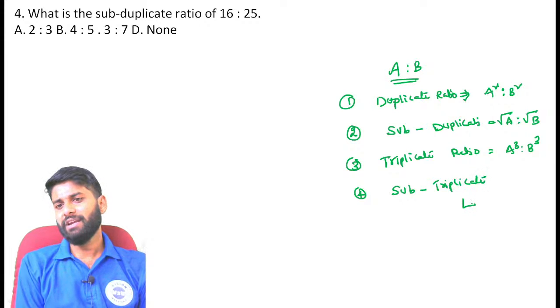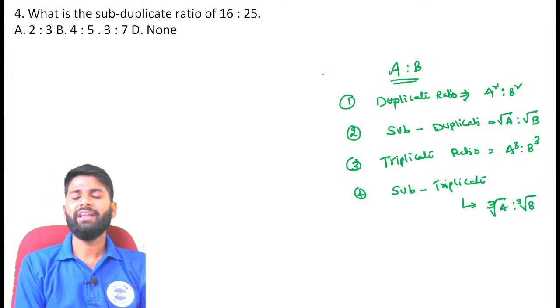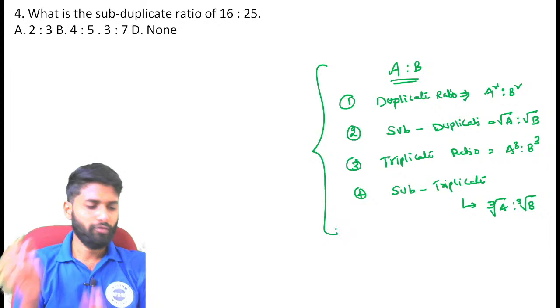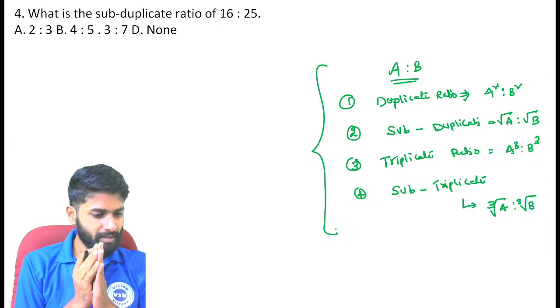And fourth, sometimes we need to find the subtriplicate ratio. For the subtriplicate ratio, the answer becomes exactly equal to the cube root of A is to the cube root of B. So this is the required information for solving these types of questions. That is the concept, guys.